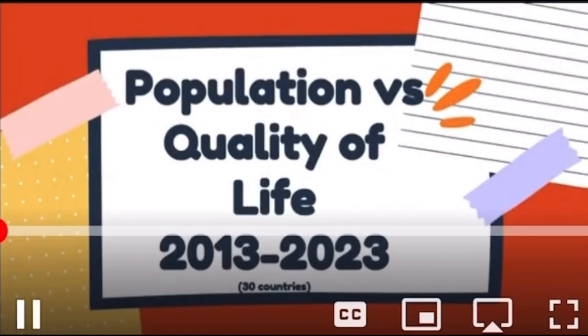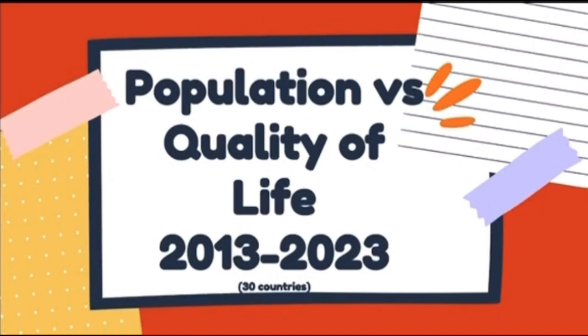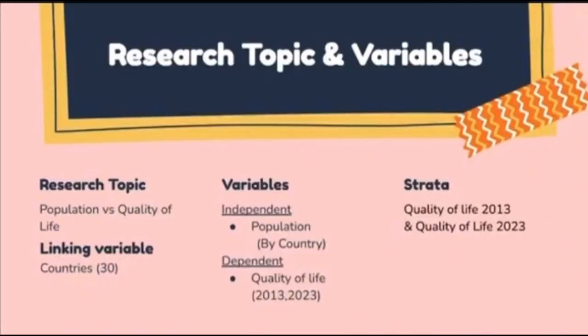We'll be comparing the population versus the quality of life in the years 2013 to 2023 between 30 countries. Our goal for this set of data is to compare the growth rates and how that can affect the quality of life between the countries. Let's begin. Our research topic was population versus quality of life.